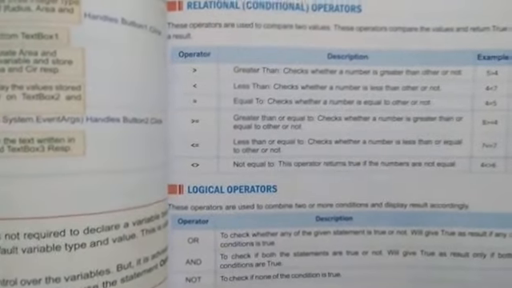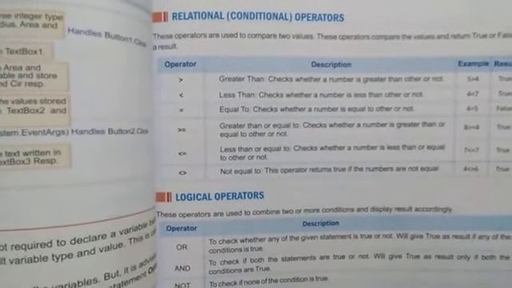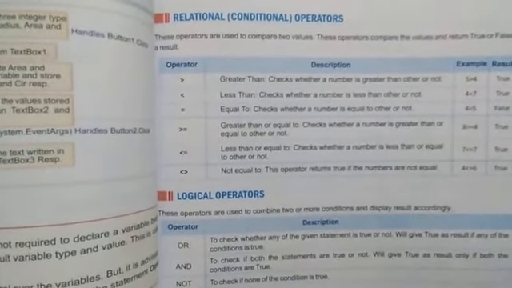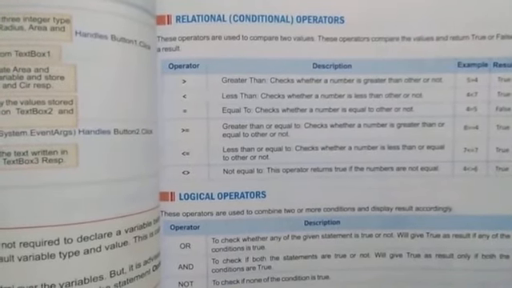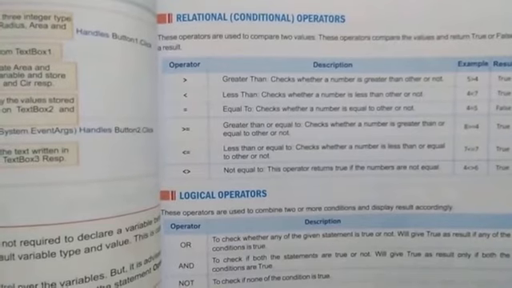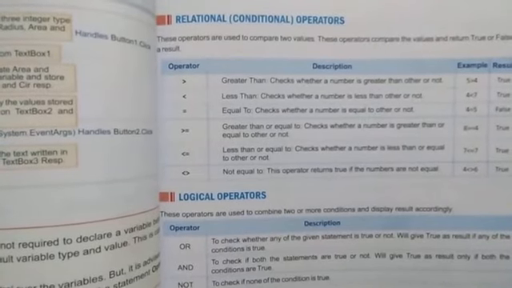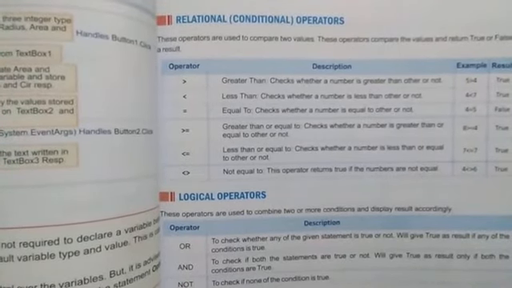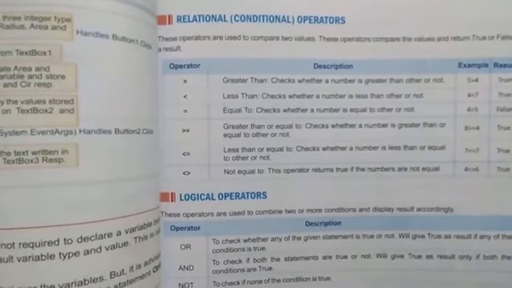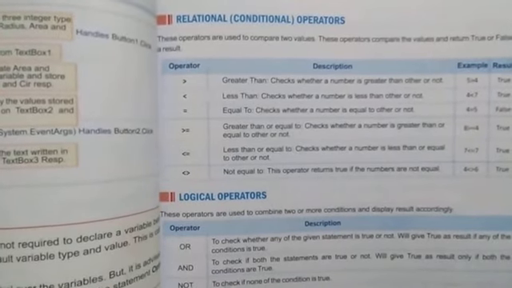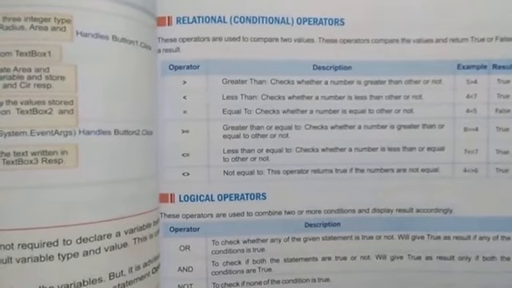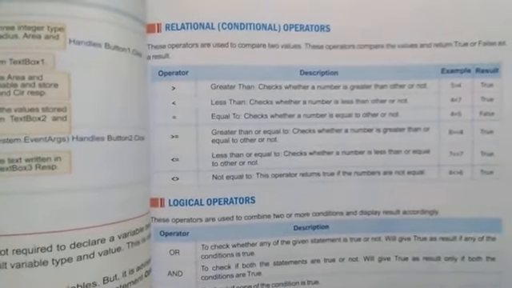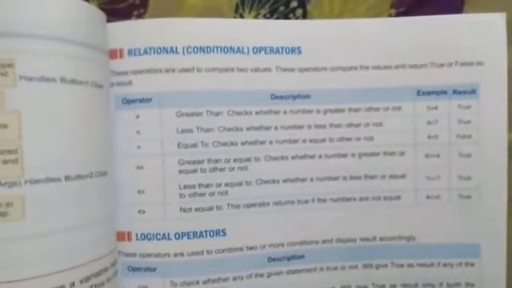You can see the operators: greater than checks whether a number is greater. Less than checks whether a number is less than another or not. Equal to checks whether a number is equal to another or not. And greater than or equal to, similarly less than or equal to, and not equal to. This operator returns true if the numbers are not equal. So students, you can see the example in this table.